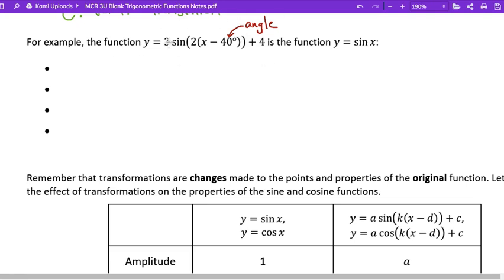So if we have this equation, let's talk about what type of transformations we have. So let's start with the R. Are there any reflections in either axis? No reflections. And I'm going to say why. Since A and K are greater than 0.